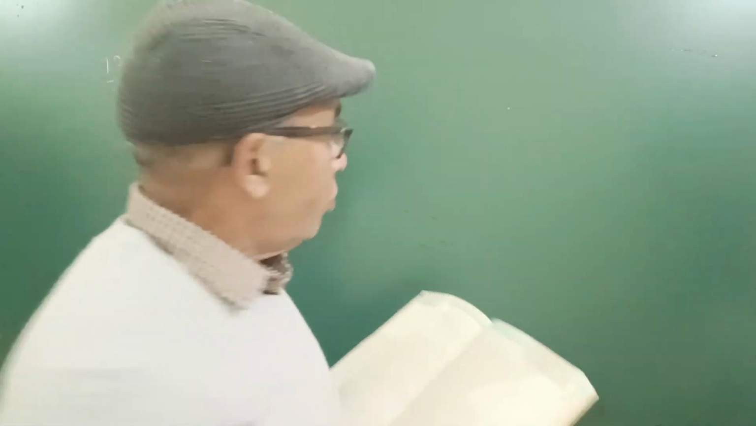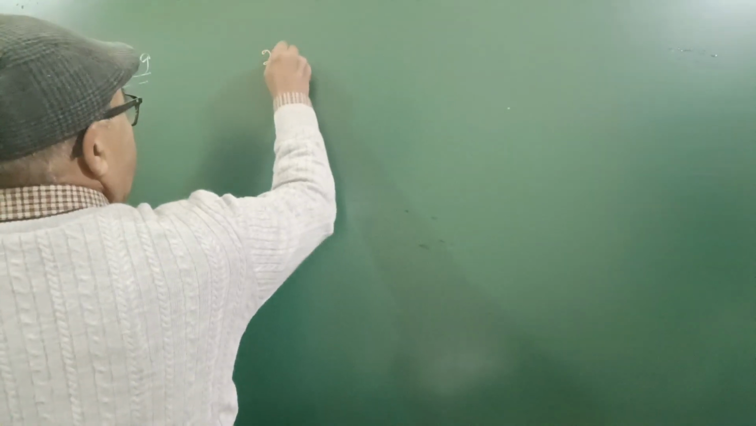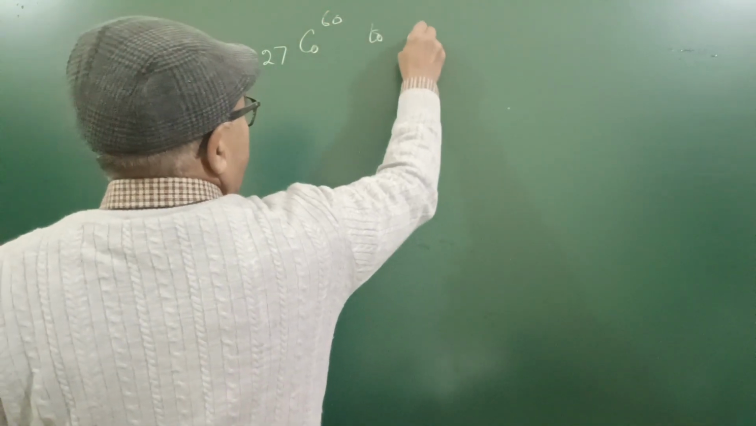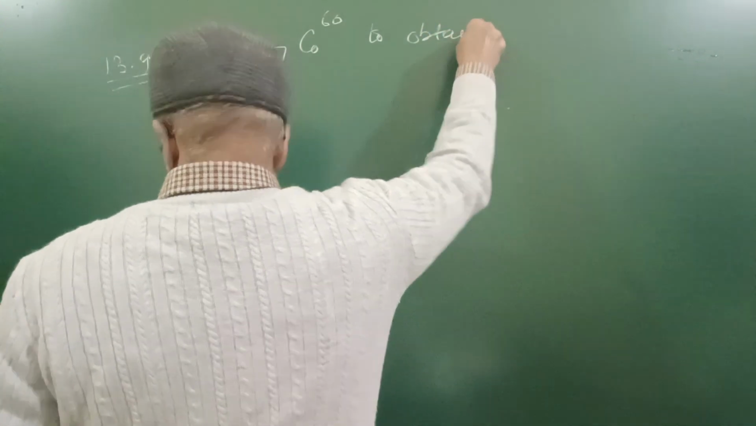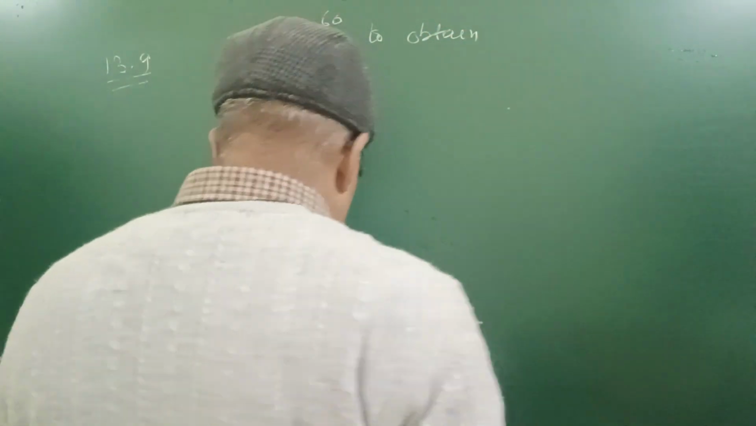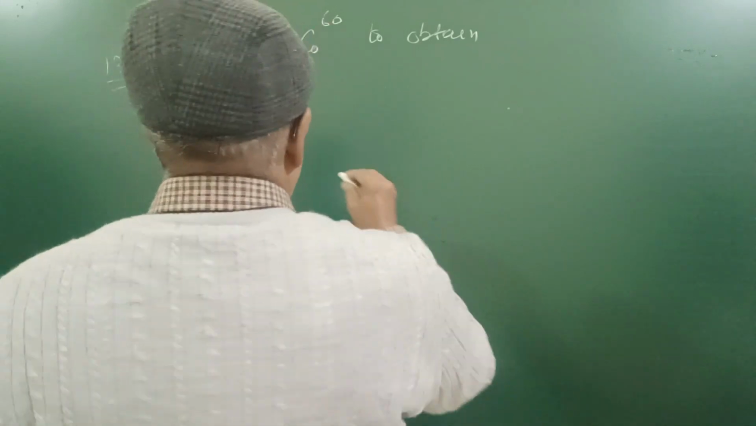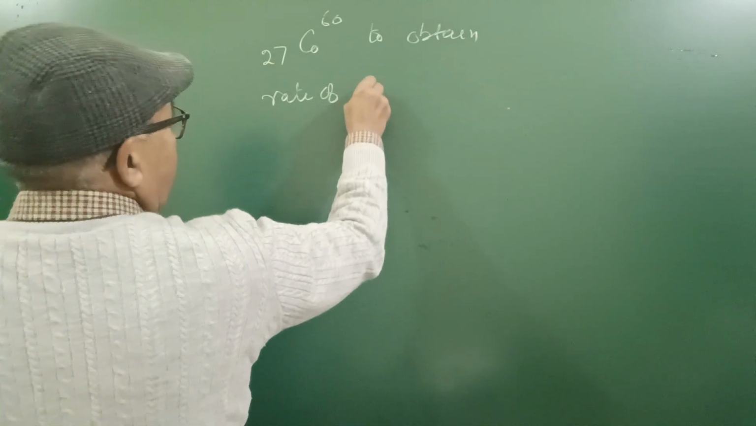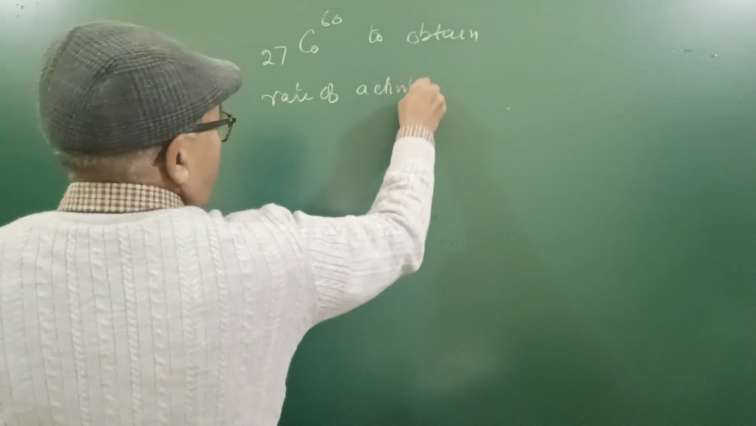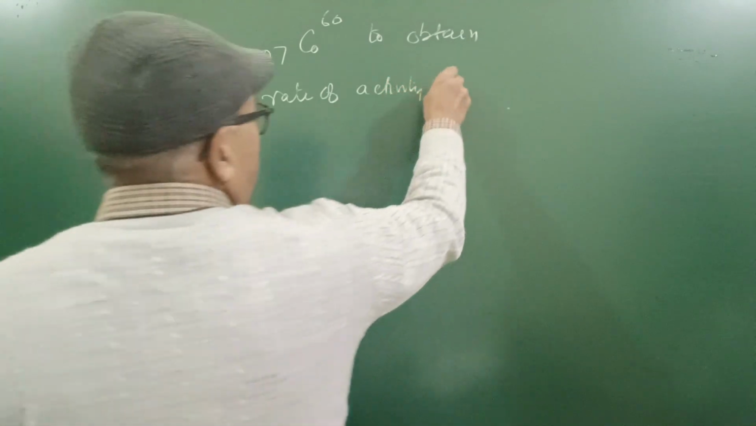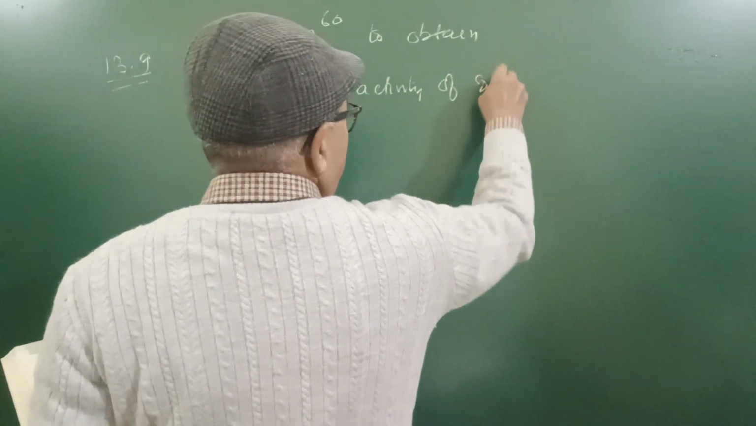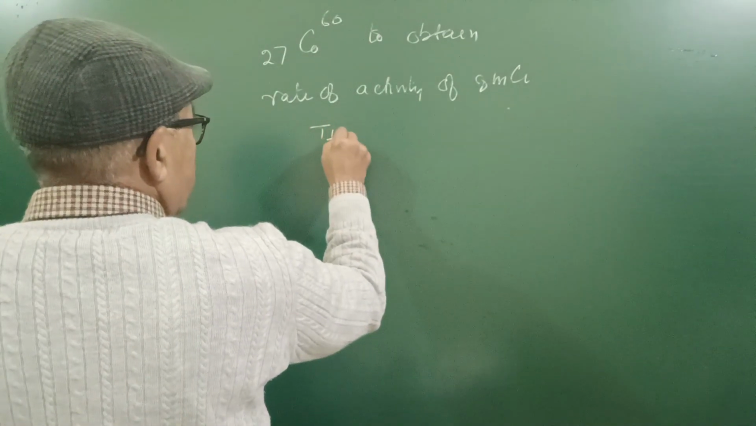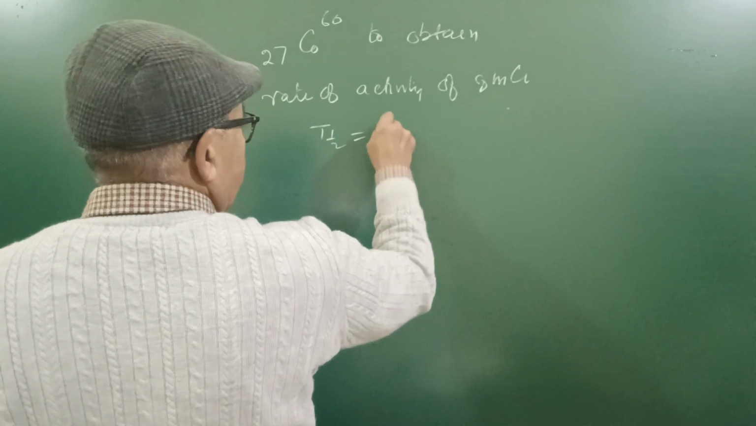Obtain the amount of 27 Co cobalt 60 to obtain radioactivity, the rate of activity of 8 millicurie. 8 millicurie. T half for this is 5.3 years.